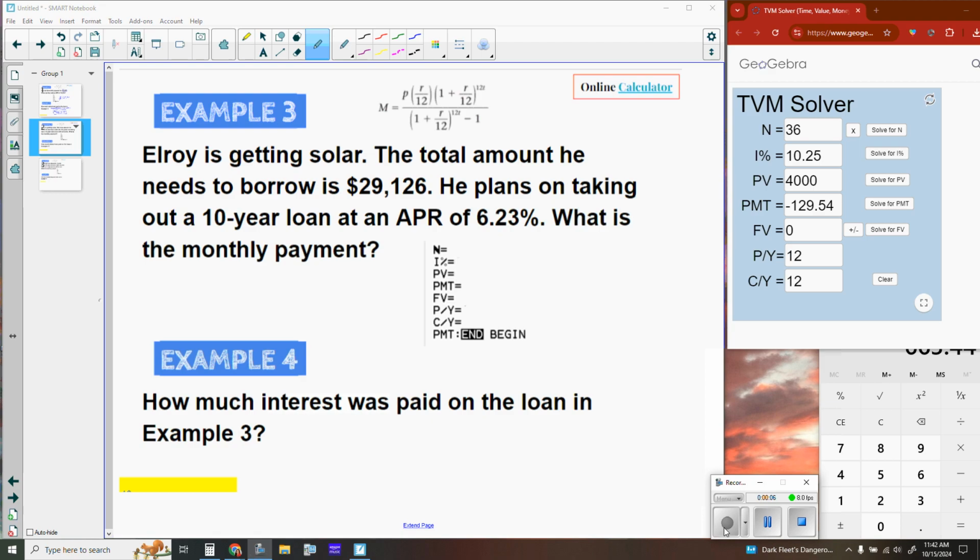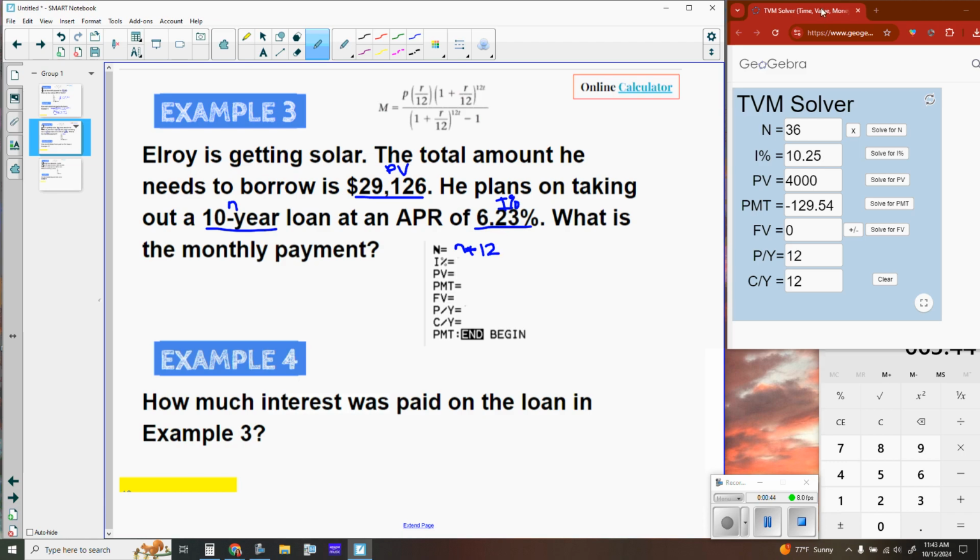Example 3, we have Elroy who is getting solar. The total amount he needs to borrow is $29,126. So this is our PV, the principal. Plans on taking out a 10-year loan. This is our little n, not our big N, but our little n, at an APR of 6.23%. So this is our I percentage. Remember that our big N is our little n, the number of years, times 12.